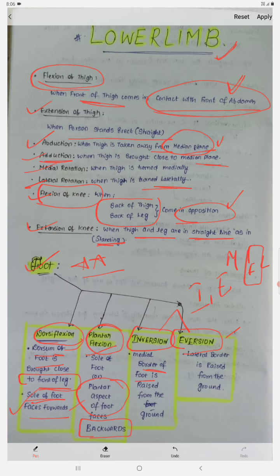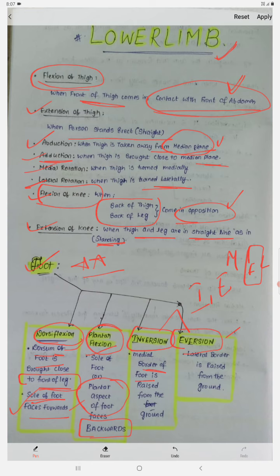When the medial border of the foot is raised from the ground, that is called inversion. Eversion means away from the body; you can remember it like this: the lateral border is raised. Dorsiflexion, plantar flexion, inversion, eversion, these are the four movements of the foot. And mainly, what is the difference between dorsiflexion and plantar flexion? In dorsiflexion the sole of the foot faces forwards. In plantar flexion, the plantar aspect or sole of the foot faces backwards.